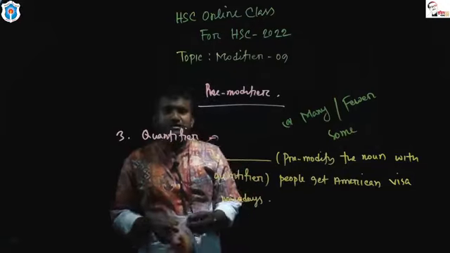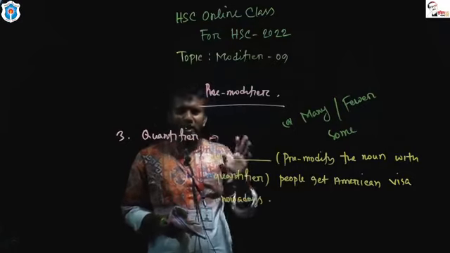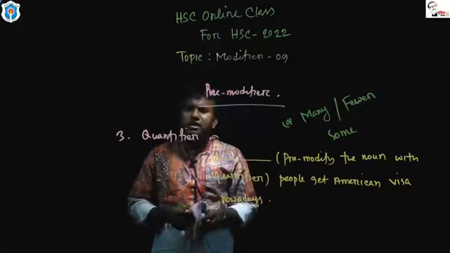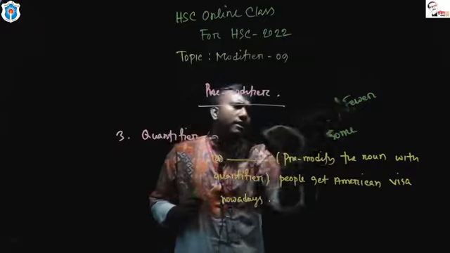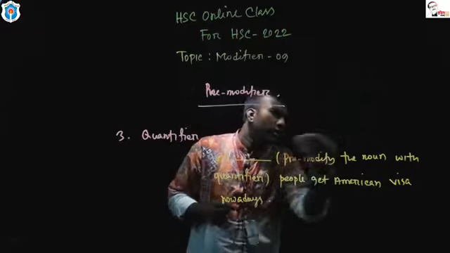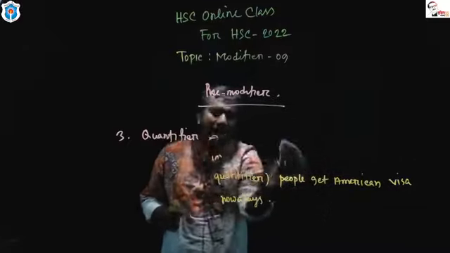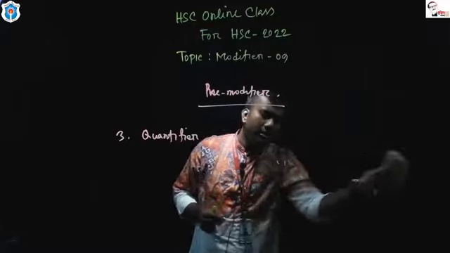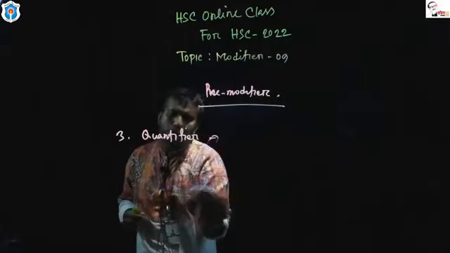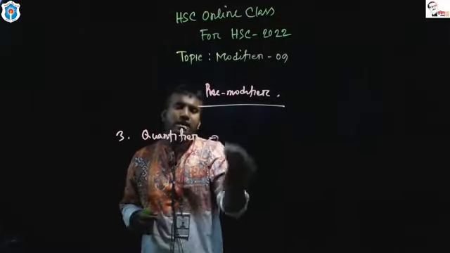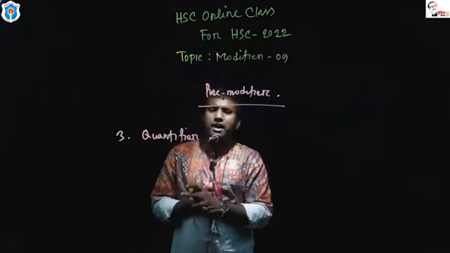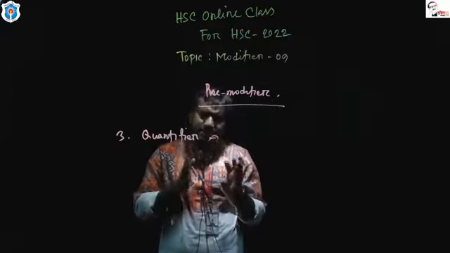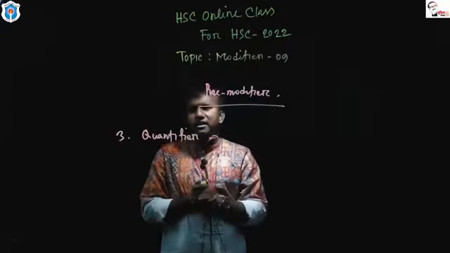So my dear students, today I have completed 3 grammatical devices under pre-modifier. They are adjective, noun adjective, and quantifier. There are 5 grammatical items left under pre-modifier, and hopefully we will complete these topics in our upcoming classes.